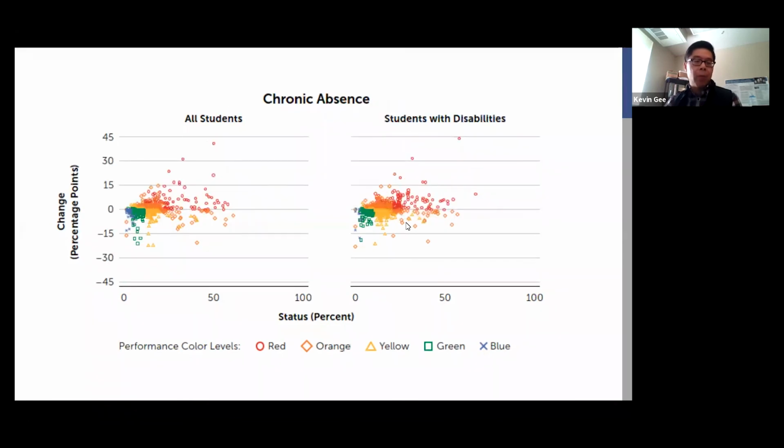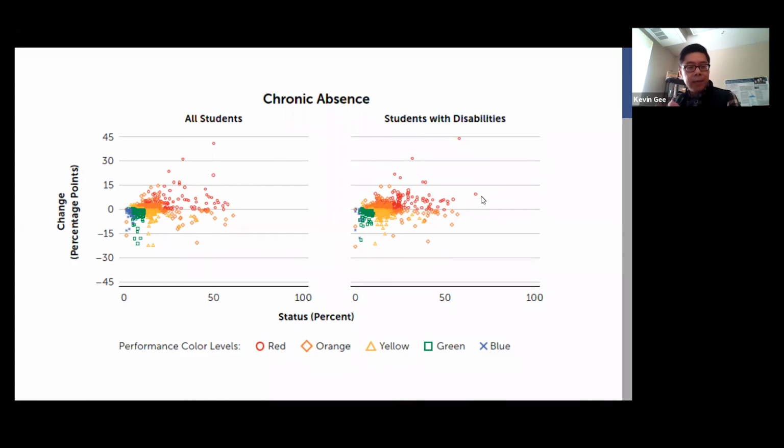A second outcome that I want us to look at is chronic absenteeism. I do a lot of work in this area. These are students who are absent 10% or more of the school year for any reason. You can see here when we look at the performance level of students with disabilities at the district-wide level relative to all students, we see something that may look comparable, right? We see a higher concentration of students with disabilities in this orange performance level, which is just right above that red performance level.